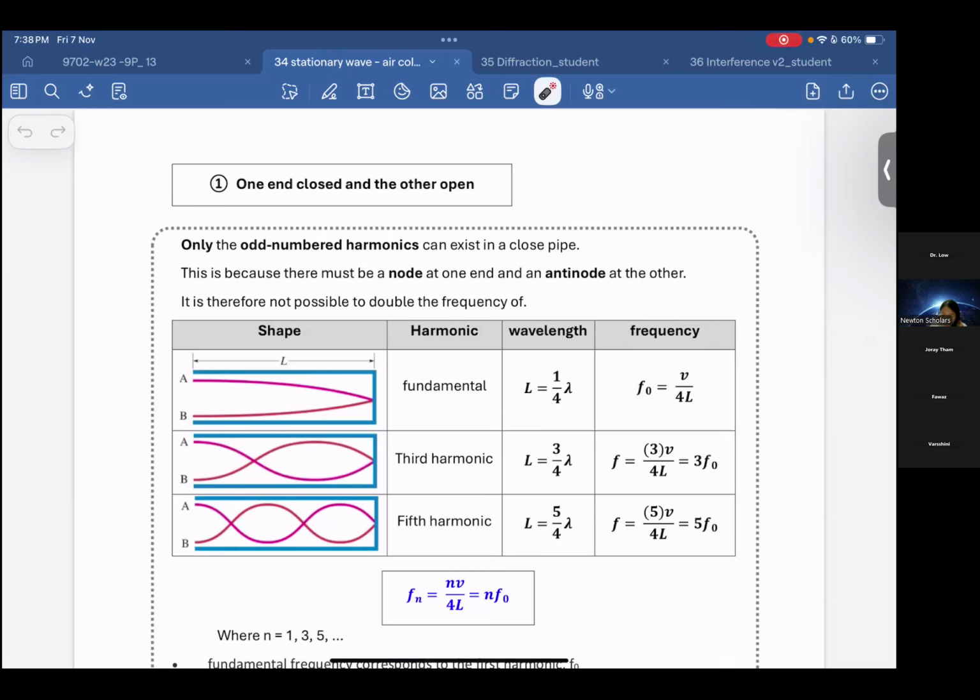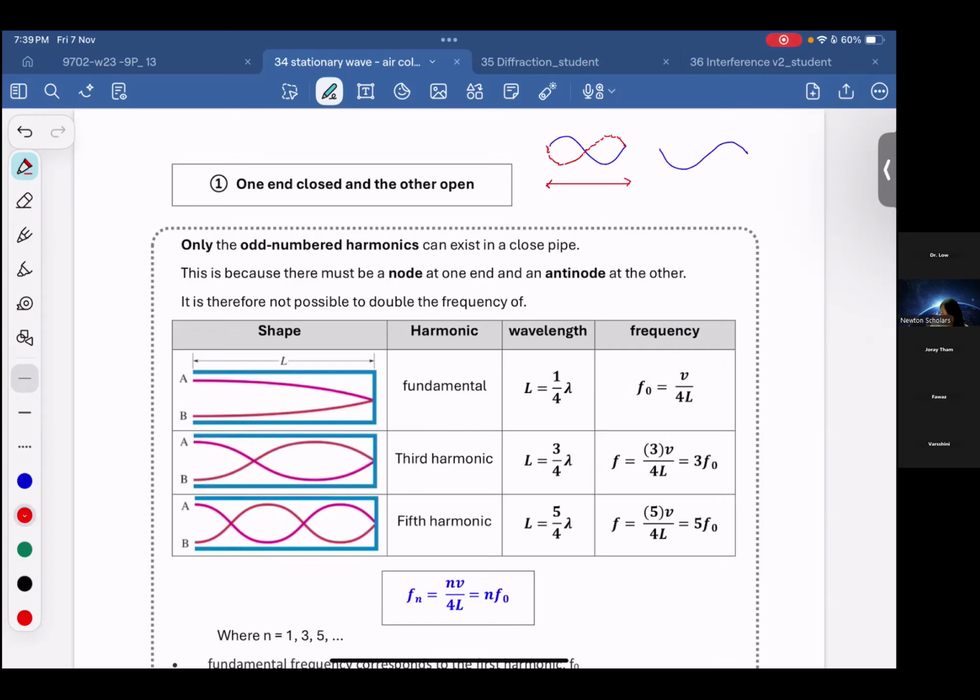We study that only odd number harmonics can exist in this case, one end open, one end closed. Before that, please remember our one complete wave is like this. Looking at this case, what is the wavelength? It will reflect like this, like this, like this. This is called one complete wave. Half of it is called half wavelength.